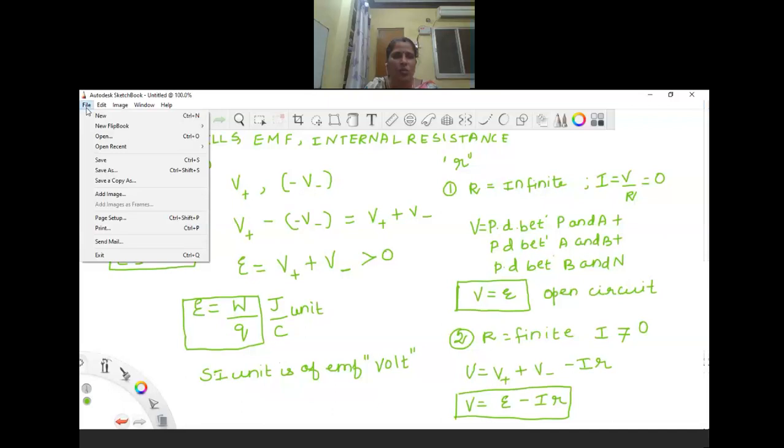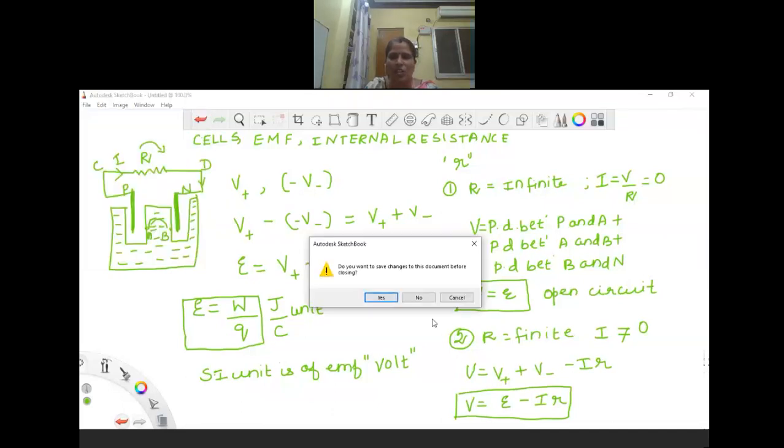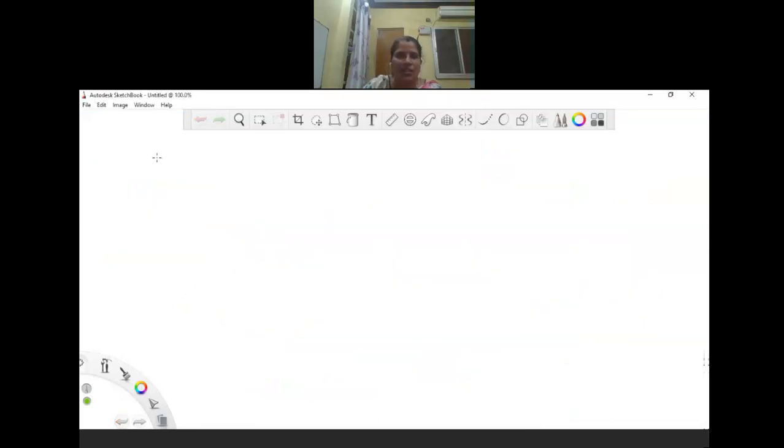Now we are going to consider this last expression, that is V is equal to E minus Ir. Let us take V is equal to E minus Ir. And we are going to see the relation between internal resistance, EMF, and current, everything. And by Ohm's law, all of you are familiar with Ohm's law, right? By Ohm's law, what is V? V is equal to IR.